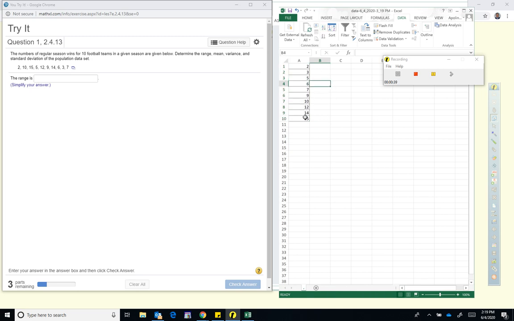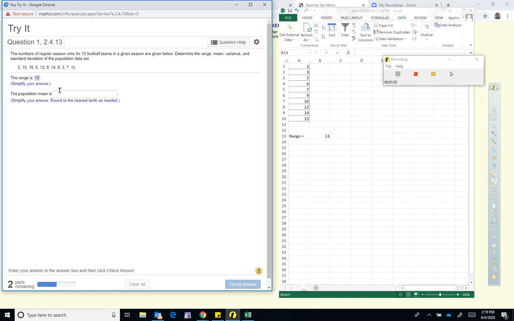So the biggest is 15, the smallest is 2, so 15 minus 2 is 13. So the range is equals to, insert the formula, first press the equal sign, then select the highest minus the lowest, and then enter. And so it's 13. So 13 is going to be the range.